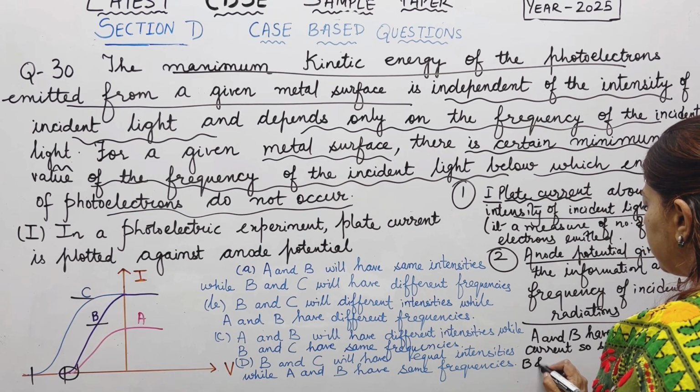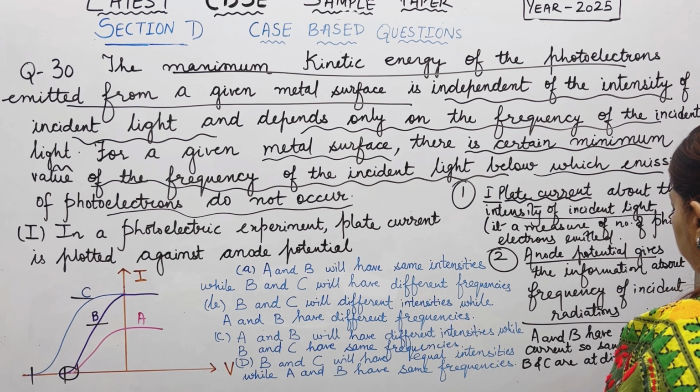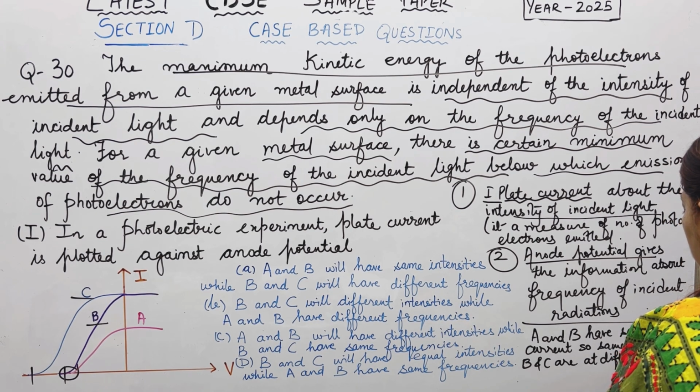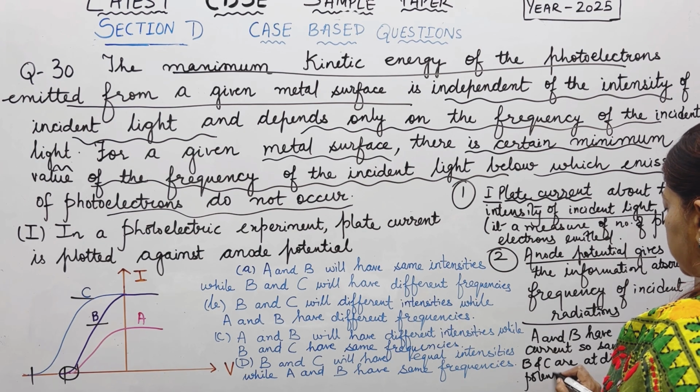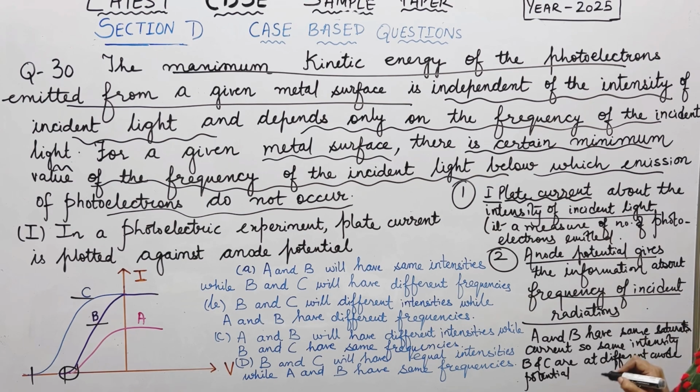B and C are at different anode potential, and anode potential gives us the information about the frequency of the incident radiation. So since they are at different points, they have different frequency.